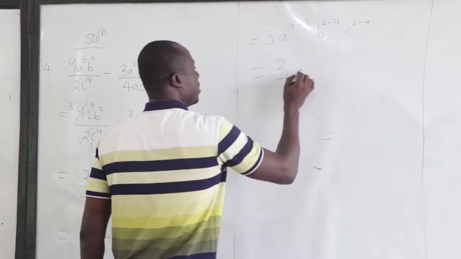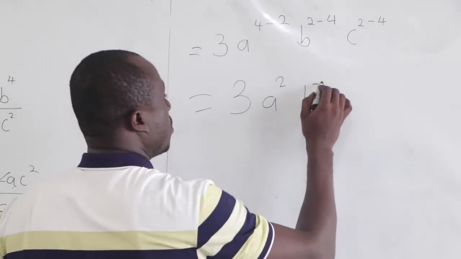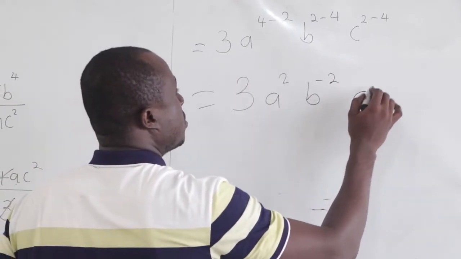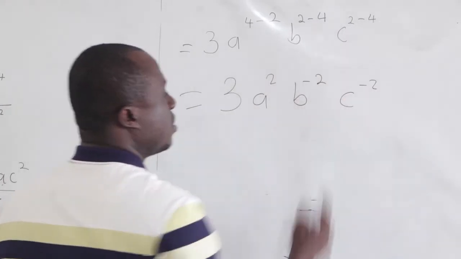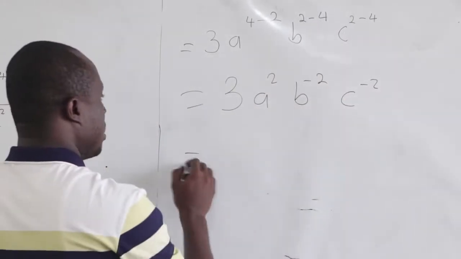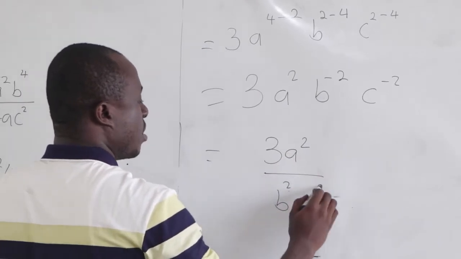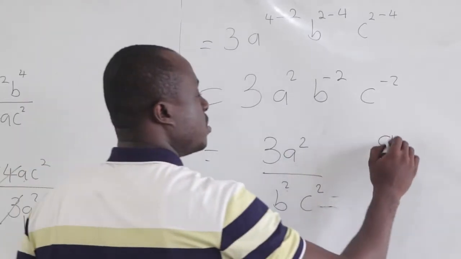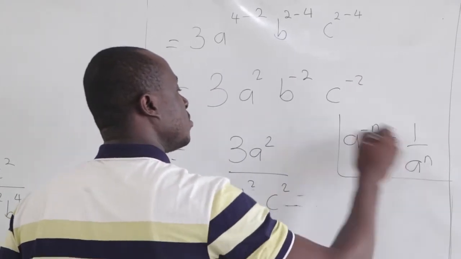And here we have 3a to the power 2, and this is b to the power negative 2, c to the power negative 2, because 2 minus 4 is negative 2. And this can be written as 3a squared all over b squared c squared, because we have used the property a to the power negative n, which is 1 over a to the n.